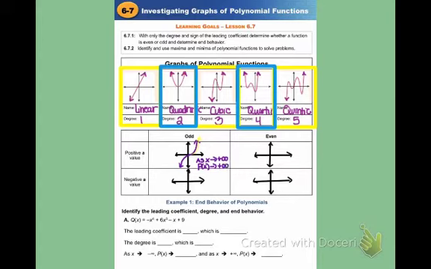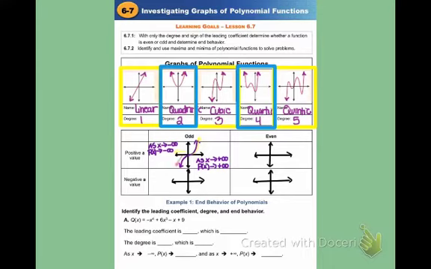Now on the other side of the y-axis, we would say as the x values are approaching negative infinity, in other words, as they're going to the left, then the values of the function p of x are approaching negative infinity. And that's because it's going down.